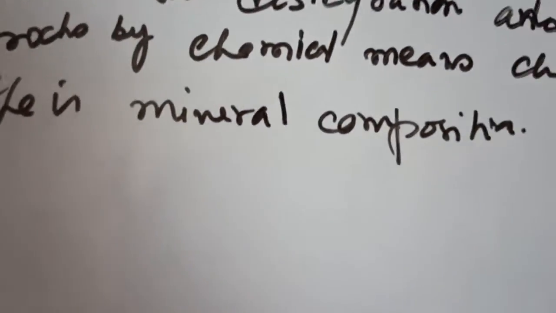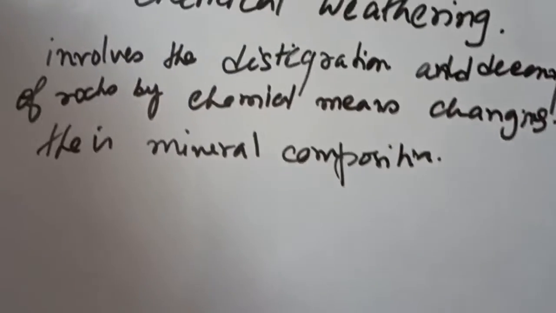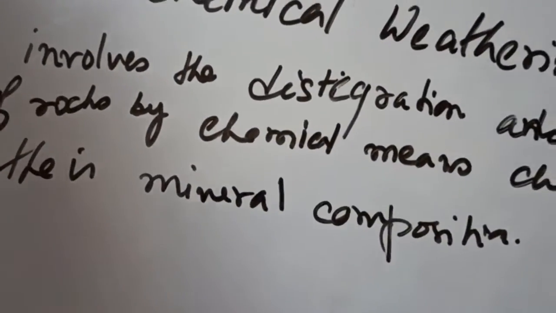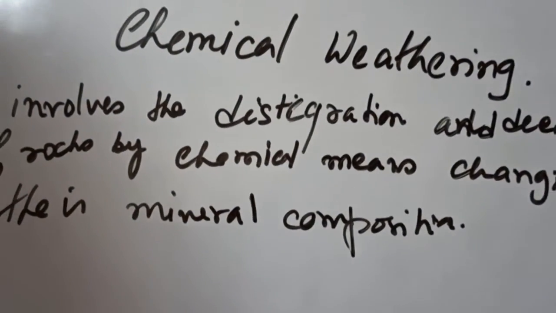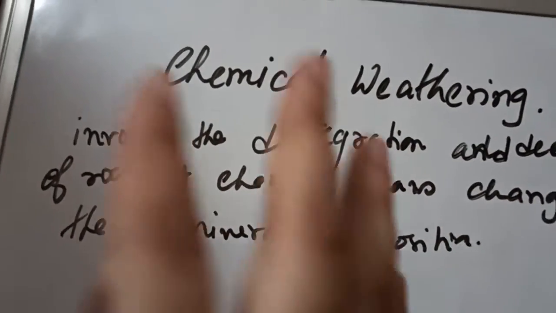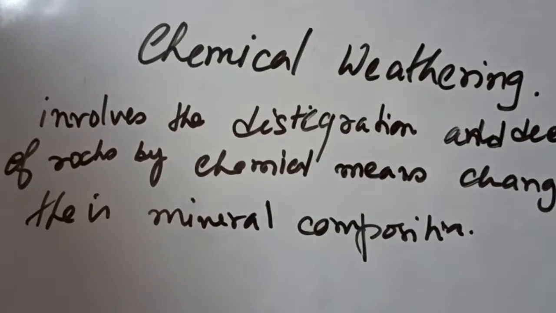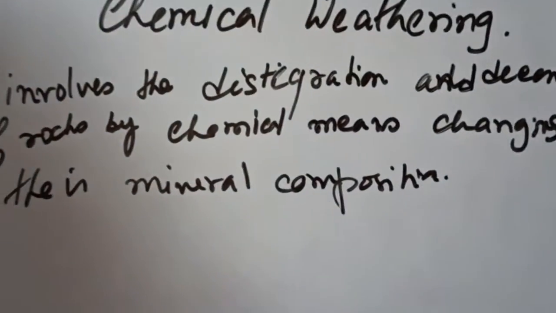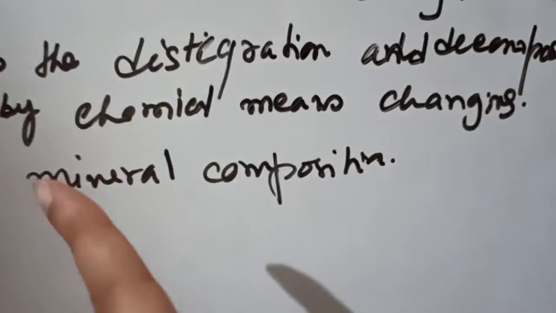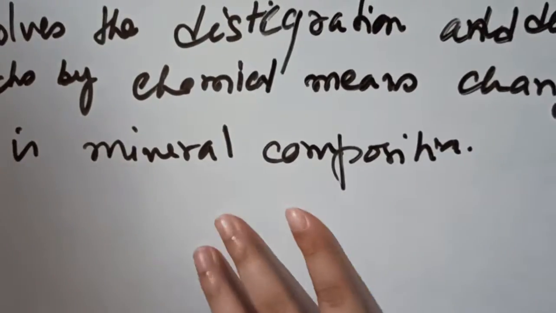So we all know that rocks are actually the aggregate of minerals, and the minerals have different types of chemical composition. So what is chemical weathering? Chemical weathering is a process which involves the disintegration or the decomposition or the breaking of the rocks by chemical means, with changes in the chemical properties. The disintegration and the decomposition of the rock takes place. That is why it is called chemical means. It's changing the mineral composition.